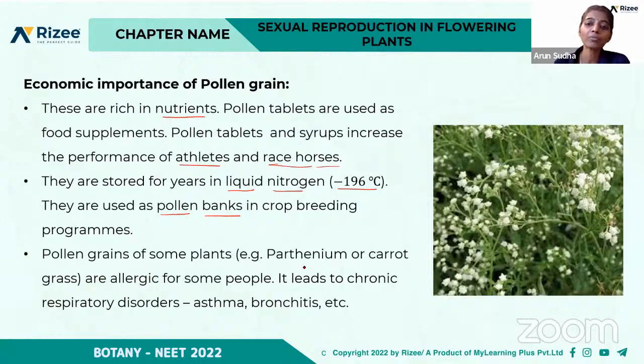The pollen grains of some plants, for example Parthenium or carrot grass. So Parthenium, you know that many people are allergic to it, right? The pollen grains are particularly responsible for these allergic reactions and lead to chronic respiratory disorders like asthma and bronchitis. So the pollen grains are allergic to some people, right?